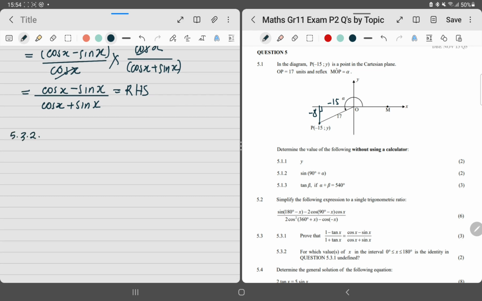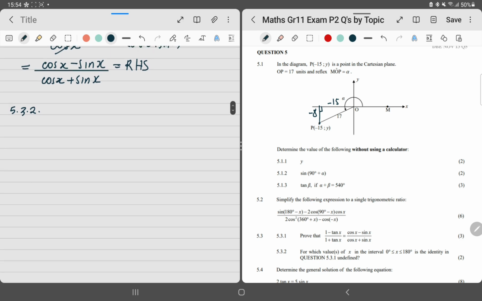5.3.2. For which values of x in the interval is the identity in question 5.3.1 undefined? For something to be undefined, in the numerator you'll have a number, and in the denominator you will have a number that is equal to 0. So if the denominator is equal to 0, the thing is undefined. So let's try both sides.